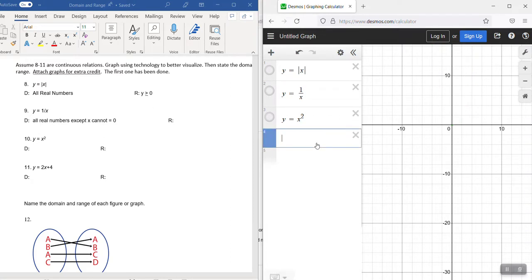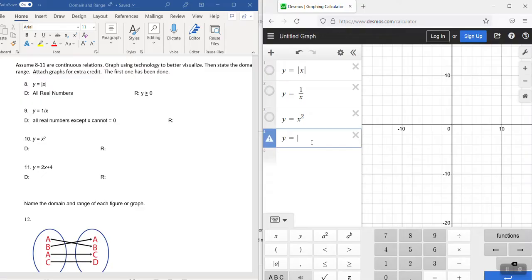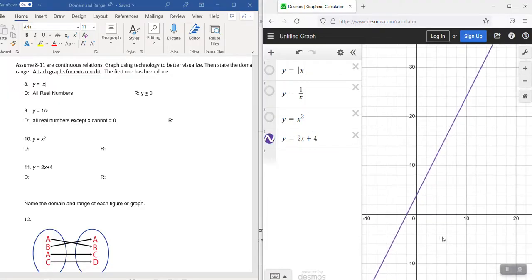And then the last one is just going to be linear, and a linear function has all real numbers for the domain and all real numbers for the range.